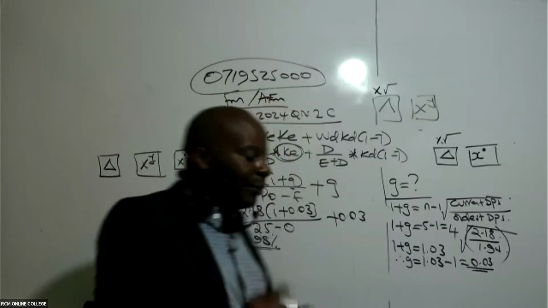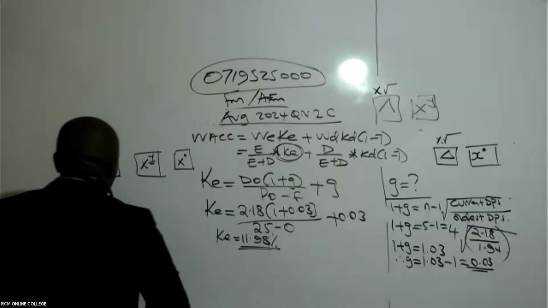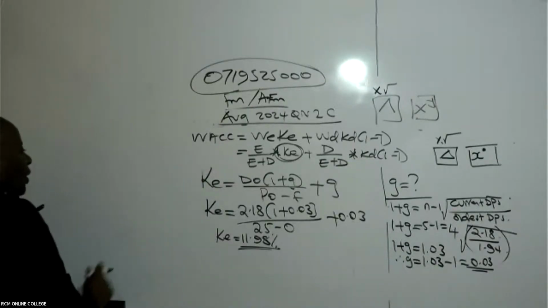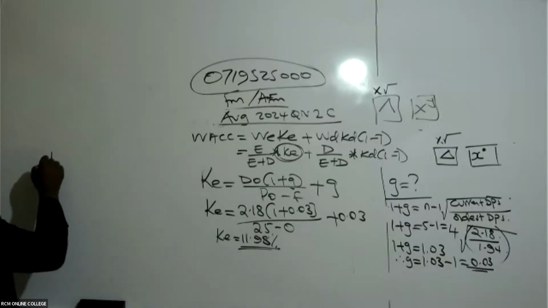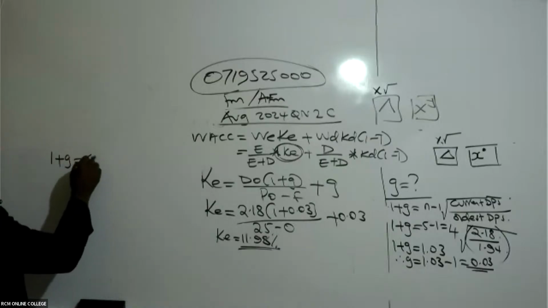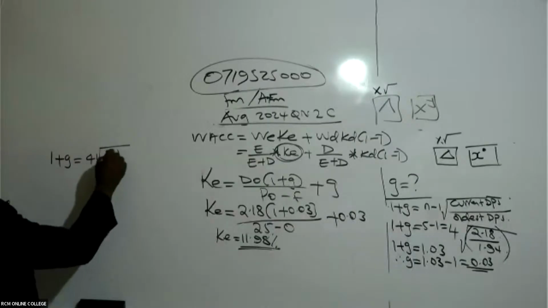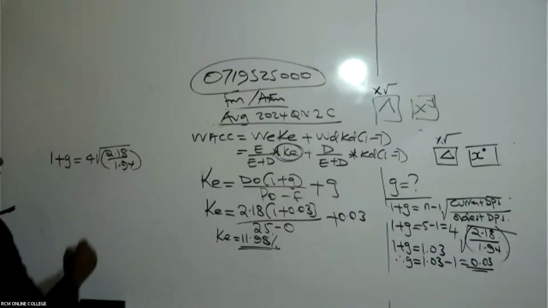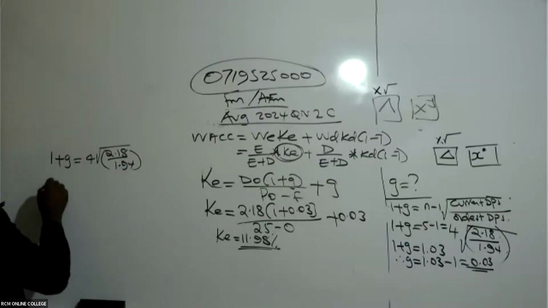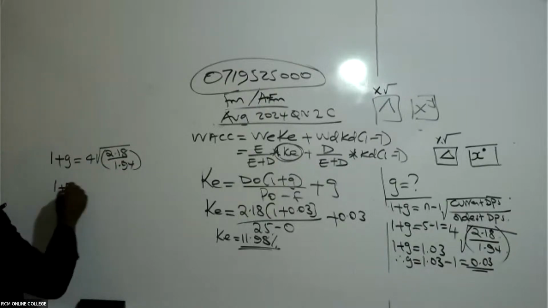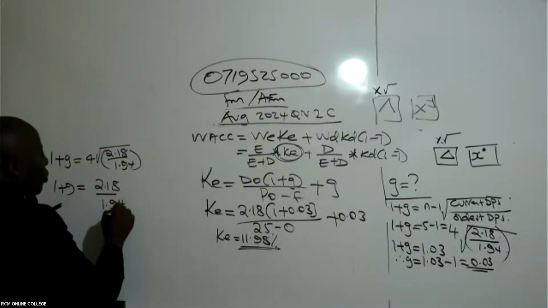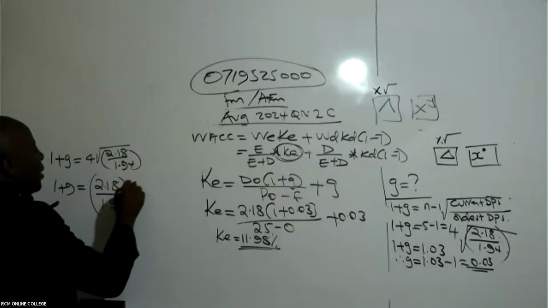Okay, assuming you're not able to see those buttons, then what do we do? This is what we shall do. You see, I can come and say here, my 1 plus g will be equal to 4th root of 2.18 over 1.94 with brackets like that. Then I'll come and write that this 1 plus g will as well be obtained by taking 2.18 of 1.94, and then I say raised to.